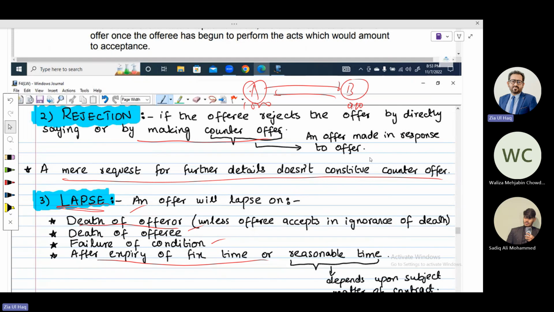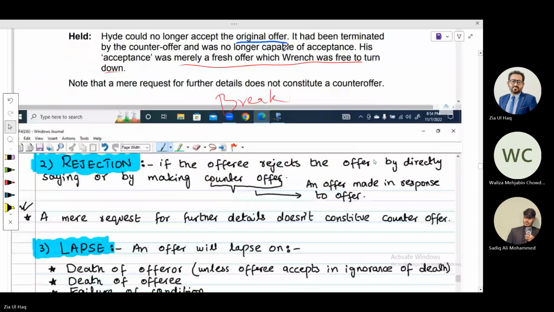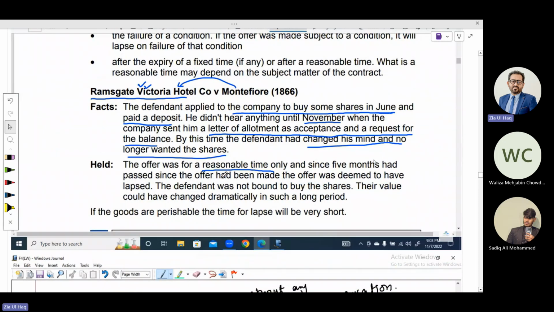How can an offer lapse? In case of death of the offerer, in case of death of the offeree before acceptance, failure to meet a condition either by the offerer or offeree, or after expiry of a fixed time or reasonable time period. So let's discuss another case. Ramsgate Victoria Hotel versus Montefiore.